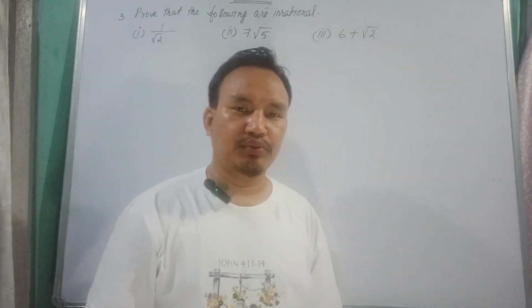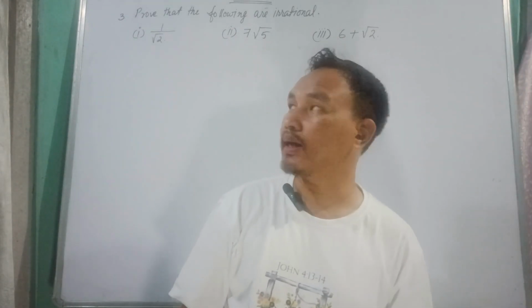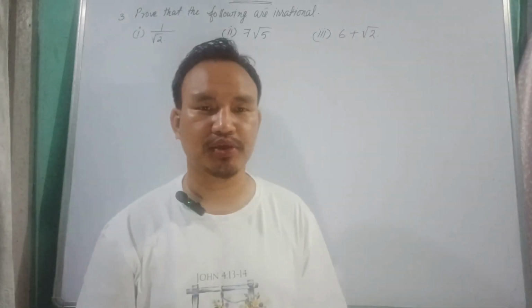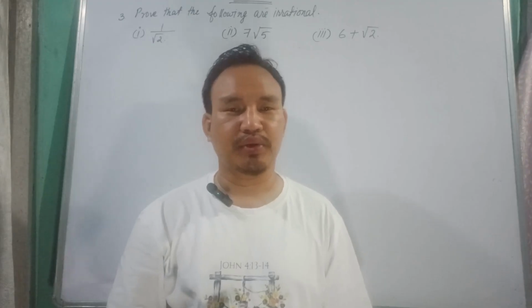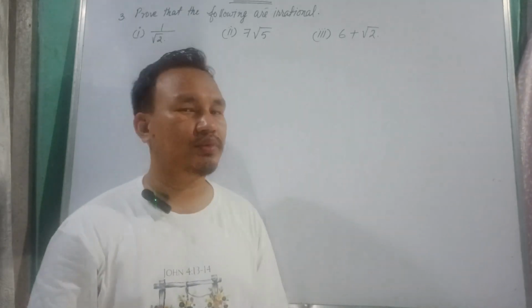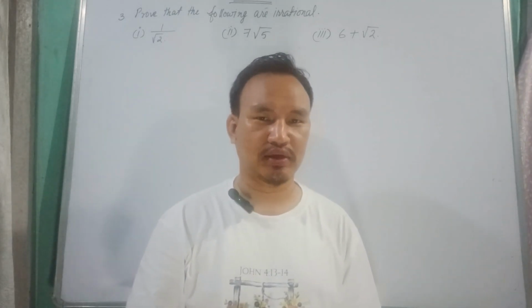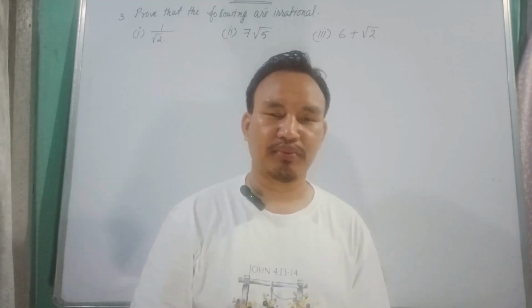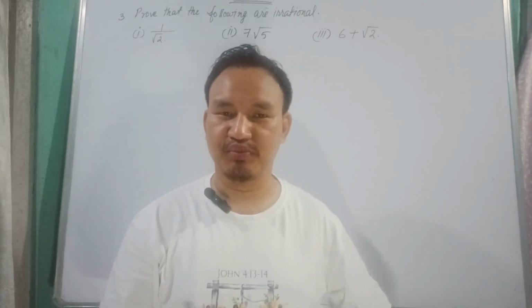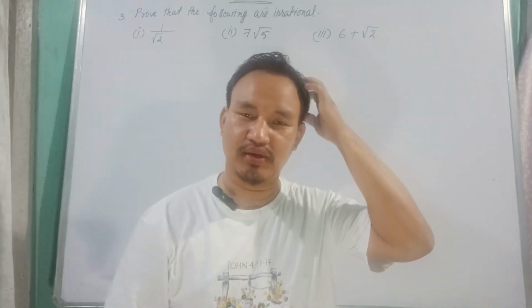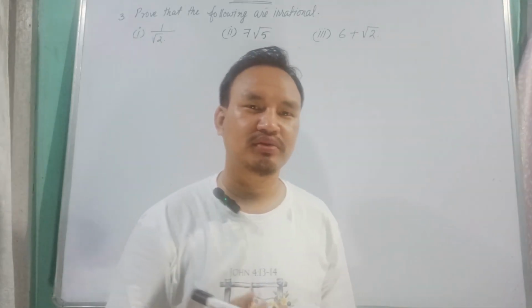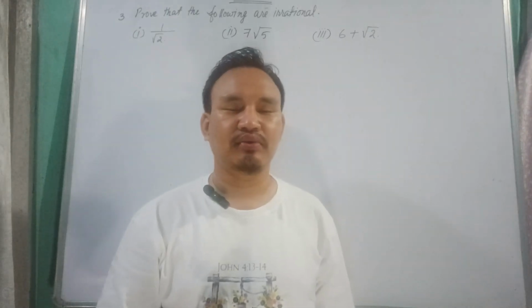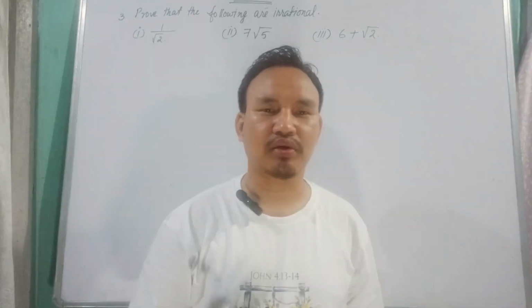So let us continue with question number 3, and it is the same as question number 2, and it's very easy. So what we are going to do again is that we have to prove that the following numbers are irrational. Okay, and as we have already done, we are going to assume the opposite first. Okay, we have to prove that it is irrational, but we are going to assume that it is rational. Then we are going to use the method of contradiction.